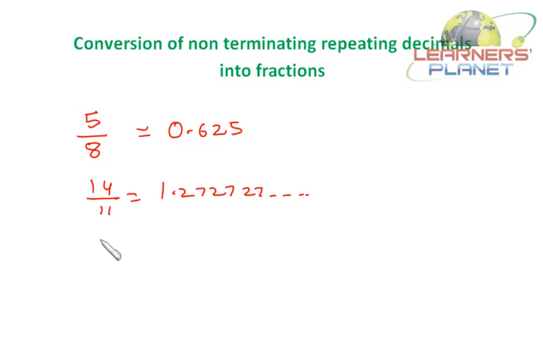Friends, this sort of number, that is 1.2727, we can write as 1.27 bar. This bar represents the block which is being repeated an infinite number of times. So if in the exam it is written like this, then you have to assume that it is 1.272727 till infinity. Okay, let's do one problem.